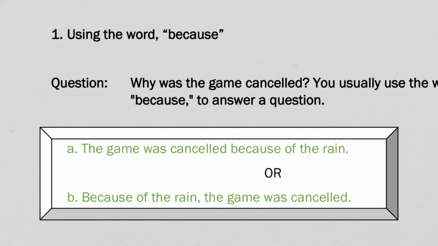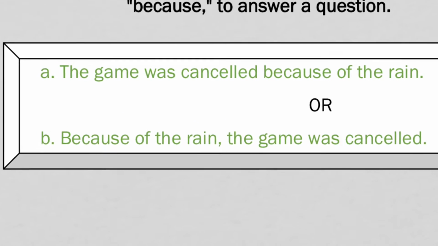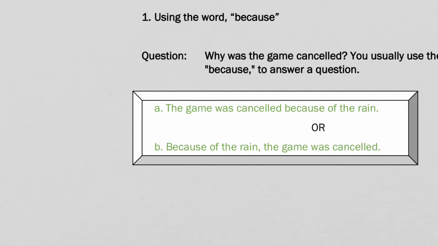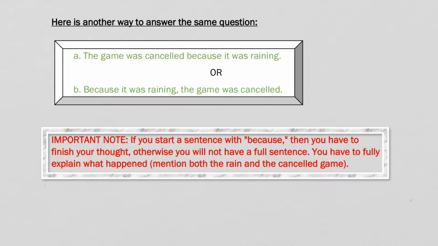Something important to notice in the second option here, because of the rain, there's a comma after the word rain. There's something important that I'd like to share with you about using the word because. If you start a sentence with because, then you have to finish your thought. Otherwise, you will not have a full sentence. In other words, you have to fully explain what happened. You have to mention both the rain and the canceled game.